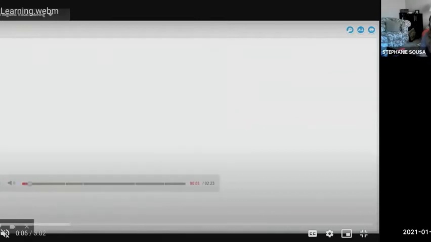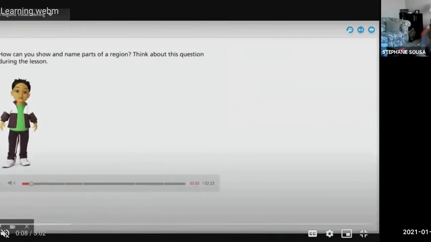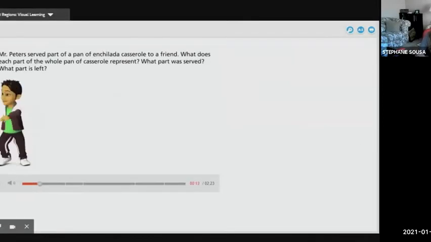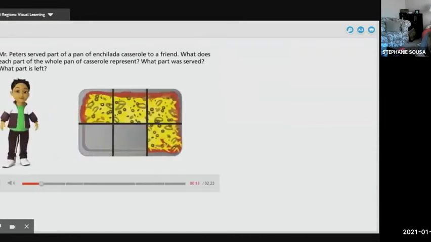Okay. How can you show the names and parts of a region? We're naming and showing the parts. That is our goal. Mr. Peters served a part of a pan of enchilada casserole to a friend. What does each part of the whole pan of casserole represent? What part was served and what part is left? Those are our questions.